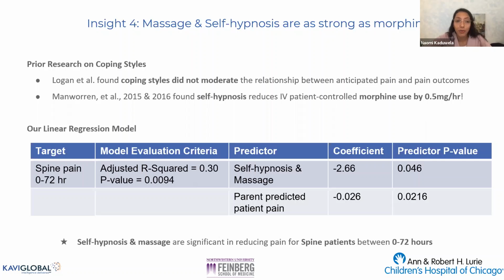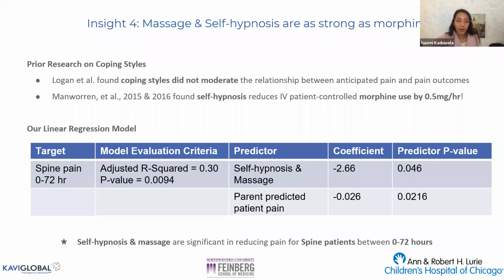So looking at the predictors that the model found significant, we see self-hypnosis and massage did come up, as well as parent-predicted patient pain. So what does this mean? Well, if we look at the coefficient of these predictors, we see that they're both negative. So what does a negative coefficient mean? It simply means that as the independent variable increases, so the self-hypnosis here or the parent-predicted pain, the dependent variable would decrease, so pain in this case.